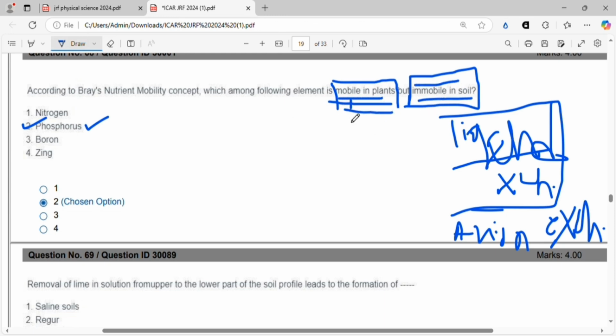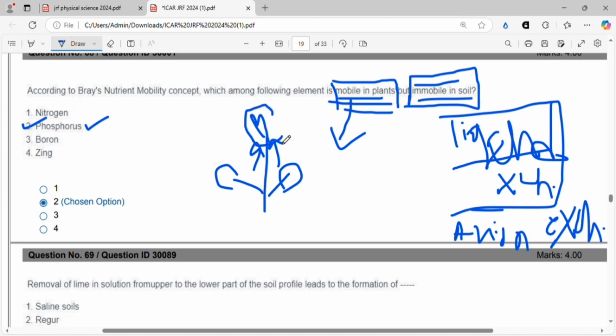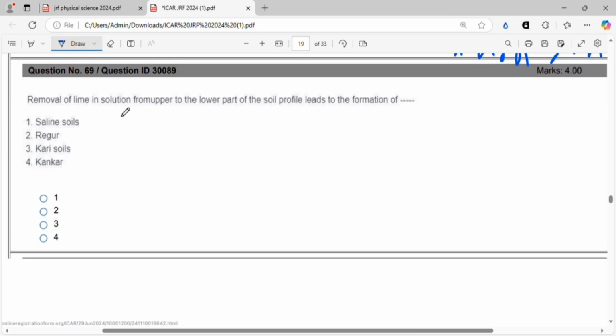And because it is mobile in plants, you will find the deficiency symptoms in the lower leaves, right? I think you know this concept. In the upper and young leaves, you will not find the deficiency symptoms because the plant will send whatever remaining phosphorus to the growing portions. Like humans and other animals, they tend to care for their babies, their child. Similarly, plant will also try to take care of the younger growing portion, whereas the old, lower portions will show the deficiency symptoms. All right. Let's move on to the next question.